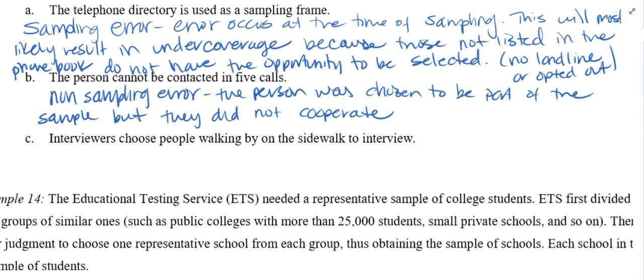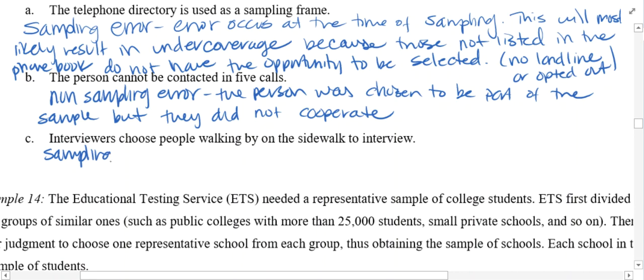Yeah, the problem with this is that they're not doing a random selection of people. They're just asking basically a convenience sample of whoever's coming by to answer their questions. So that is occurring at what time? It's occurring at the sampling time. So this is called sampling error. Okay. Who you talk to.